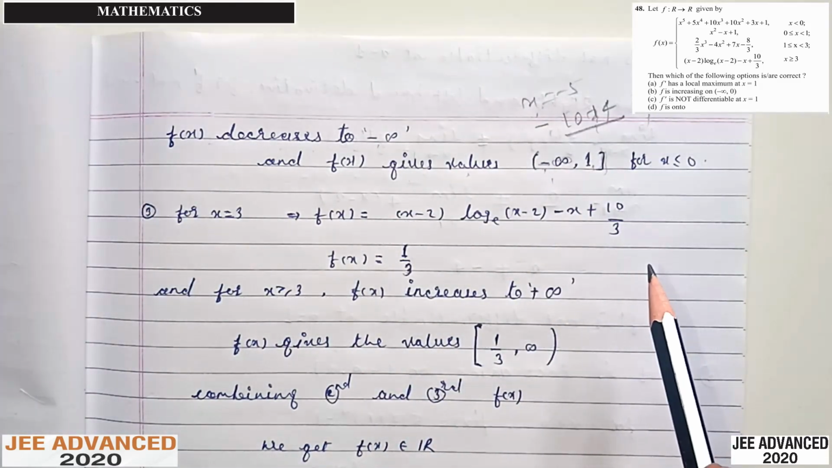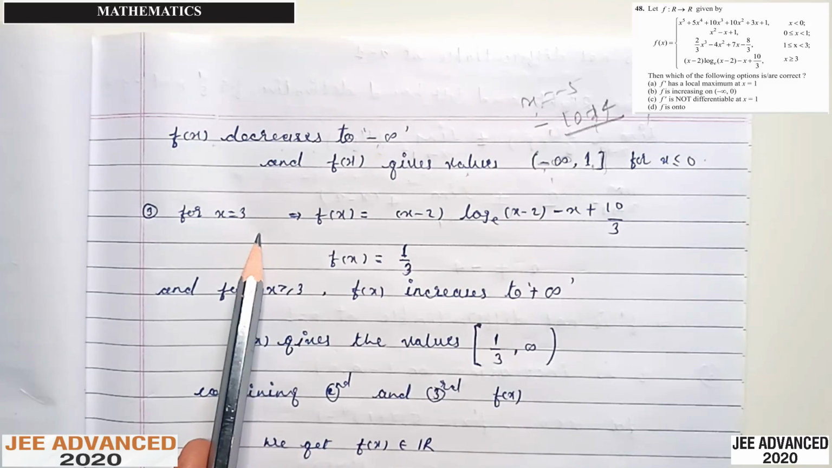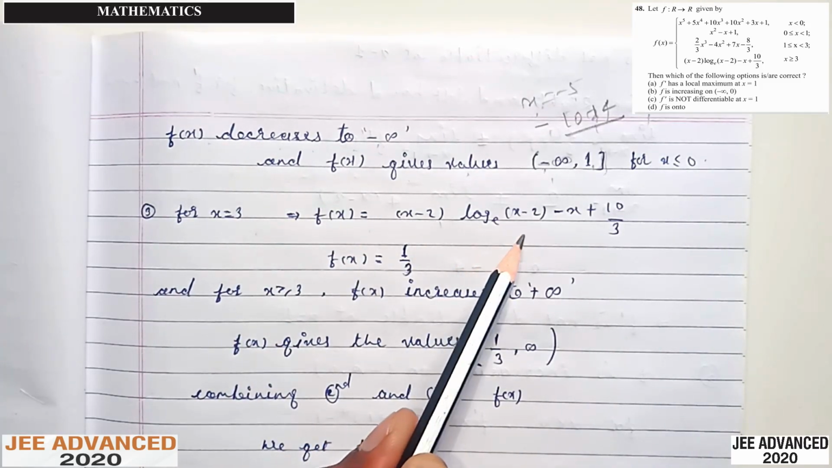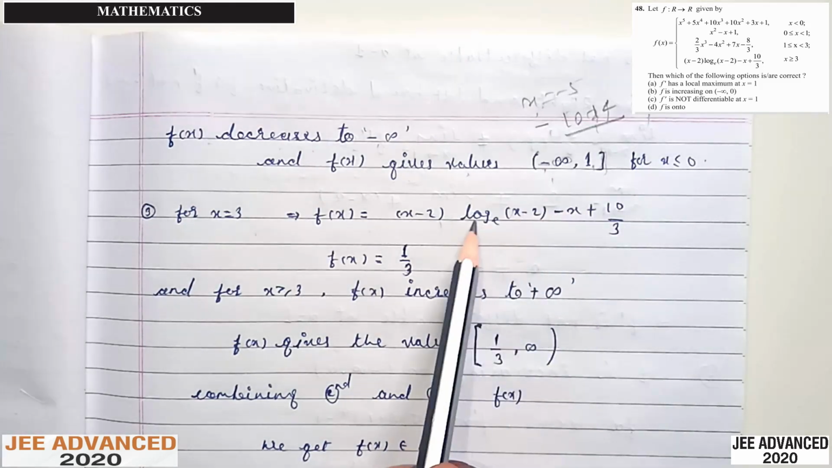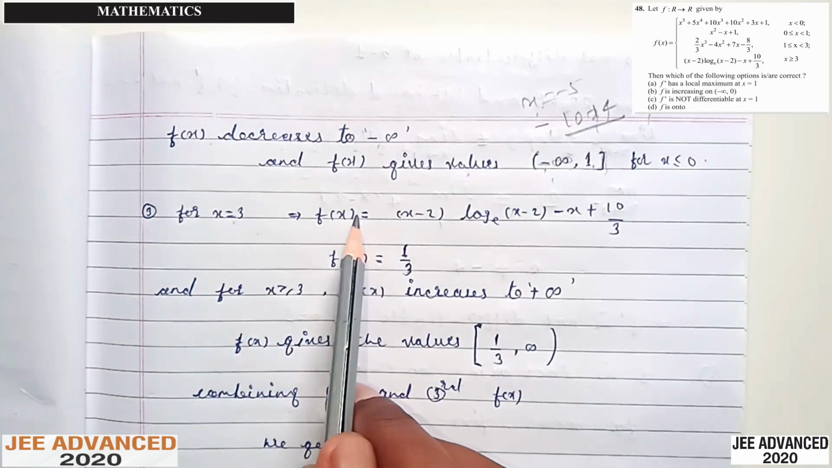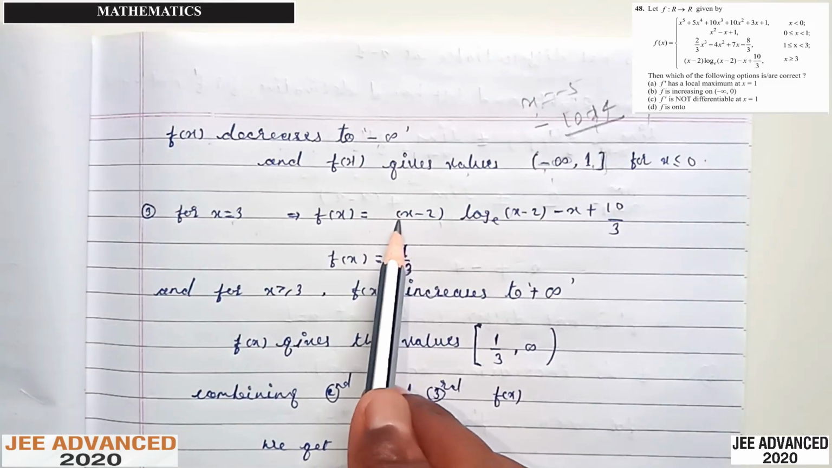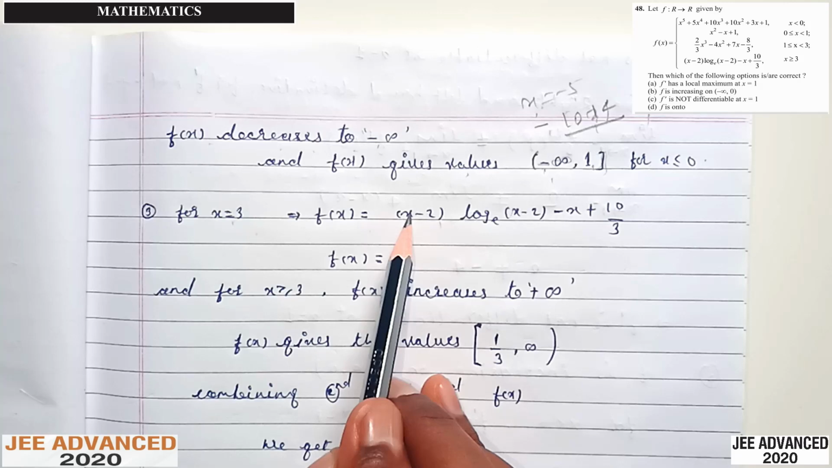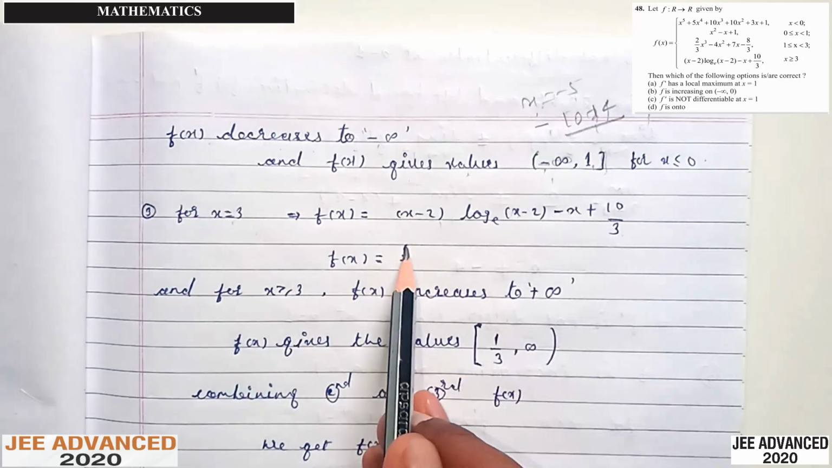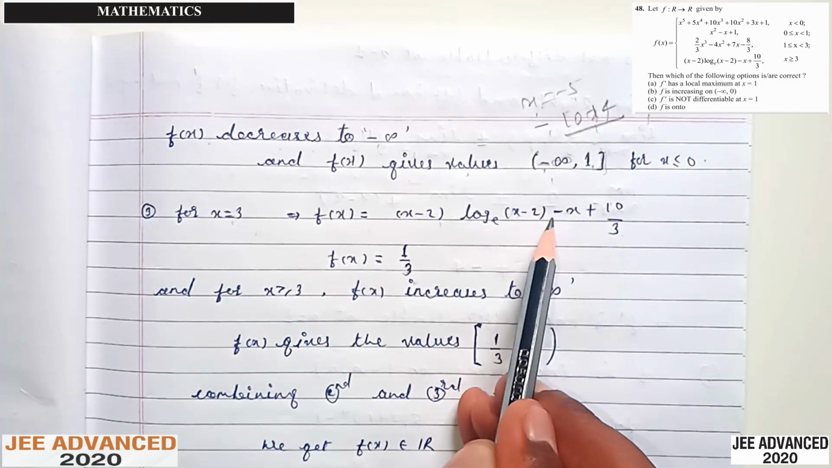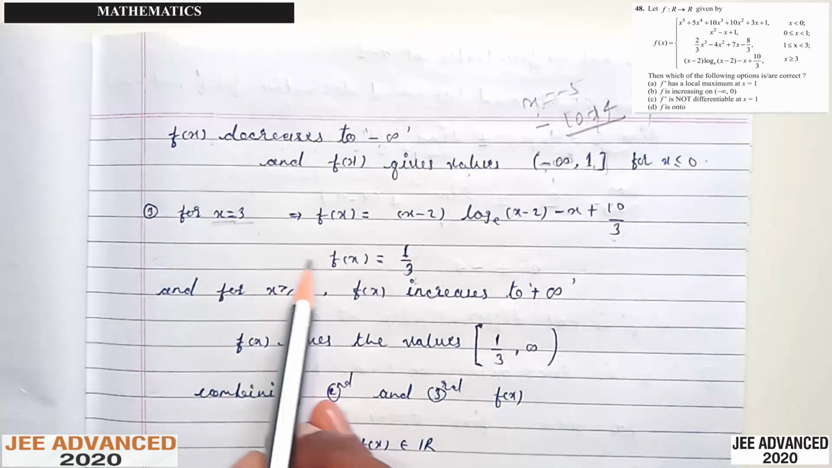Now let us see one more condition, for x greater than or equal to 3. Whenever we select x as 3, we get f of x as (x minus 2) log base e of (x minus 2) minus x plus 10 by 3. I already explained this part earlier. Now when x is 3, check what value f of x gives. Putting in 3 minus 2 is 1, log 1 is 0, minus 3 plus 10 by 3, which is 1 by 3. So whenever I select x equal to 3, I get f of x as 1 by 3.